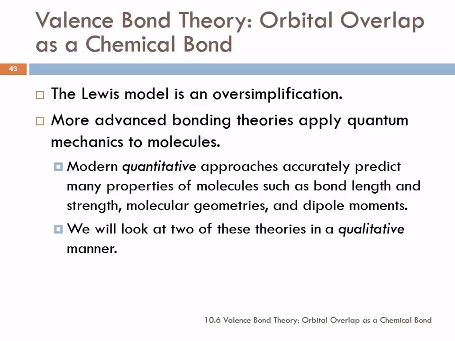So the Lewis model was the first model we talked about, and it is the most simple, easiest to understand, but it is an oversimplification of what's actually going on. The more advanced theories of bonding involve quantum mechanics.